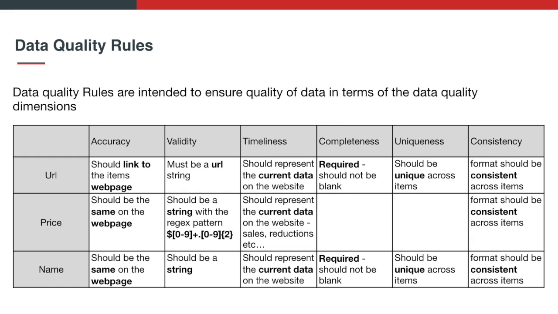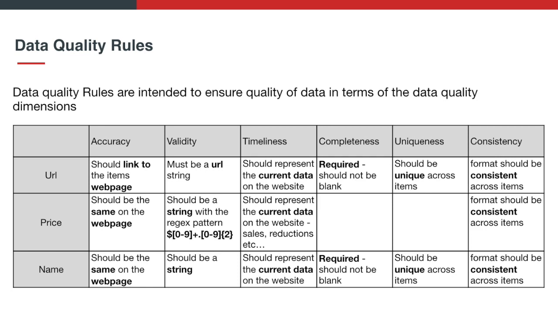The URL field is required to be a string of URL format. The name should be a string of any format, and the price should be a string that matches the simple regex expression shown to make sure it is any number of digits between 0 and 9, followed by a period, and then 2 more digits between 0 and 9.